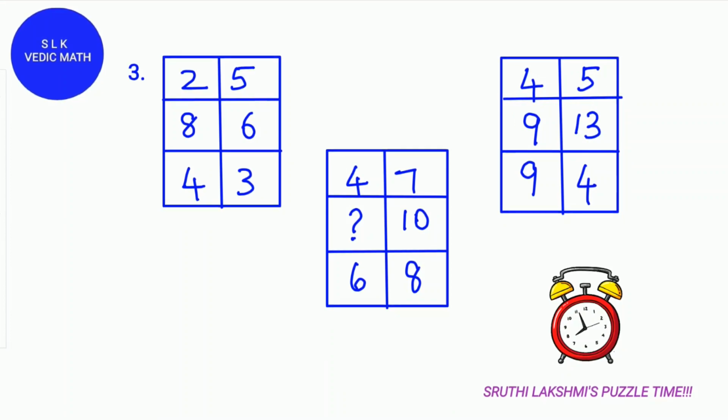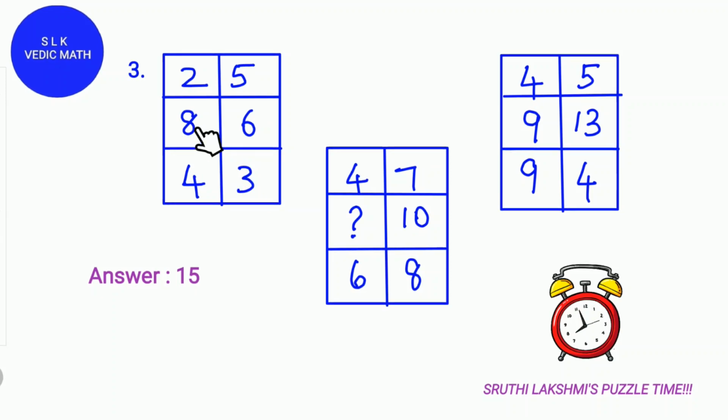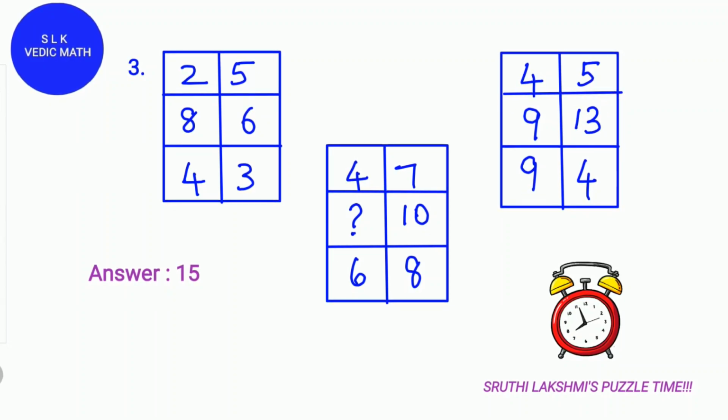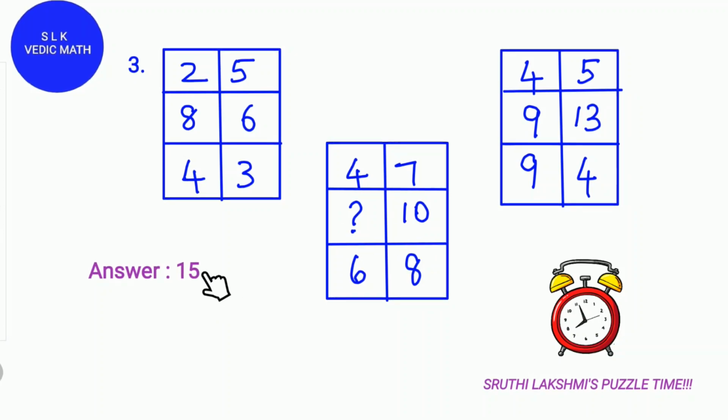Time's up. The answer is 15. In this chart, 5 plus 3 is 8. 2 plus 4 is 6. Over here, 4 plus 9 is 13. 5 plus 4 is 9. 4 plus 6 is 10. So 7 plus 8 is the answer, 15.